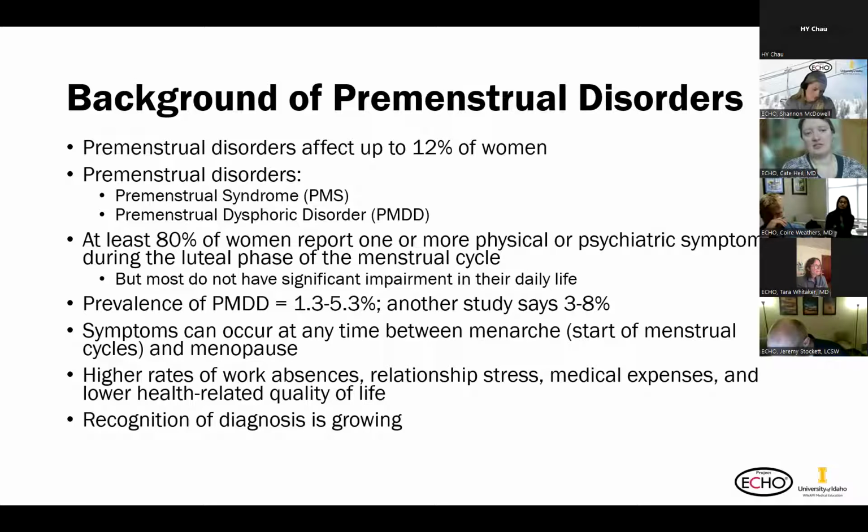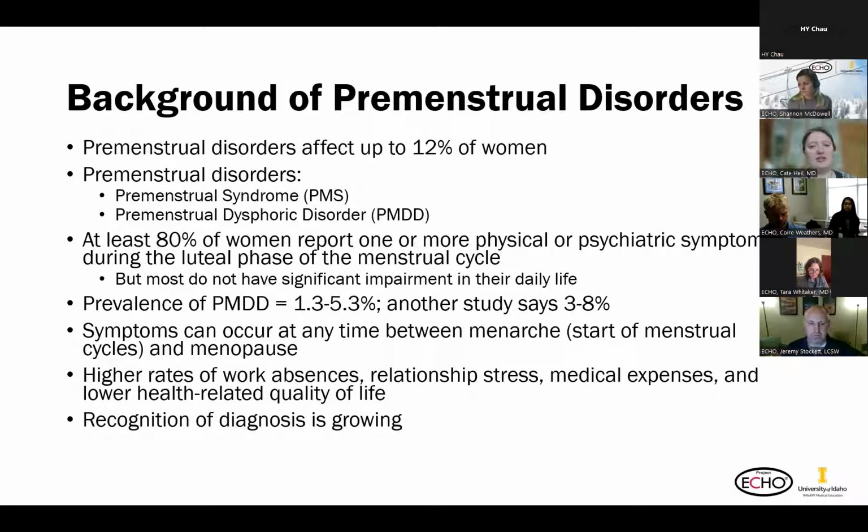It is notable that at least 80% of women report one or more physical or psychiatric symptoms during the luteal phase of the menstrual cycle. But the difference where it becomes something that we as women can just report, versus something we view as a diagnosis that we can potentially treat or target a little better, would be the impairment in the activities of daily living for these folks. So in general, we think that the prevalence of PMDD is somewhere between 1.3 to 5.3%. And another study that I found said between 3 to 8%, and this would be in US people.